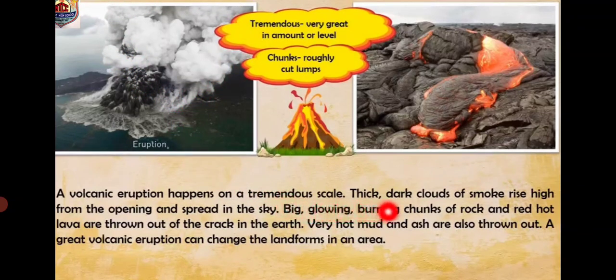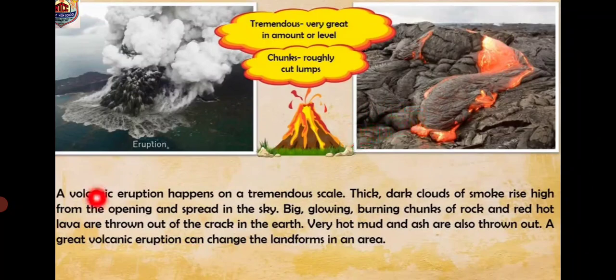Big glowing, burning chunks of rocks and red hot lava are thrown out of the crack in the earth. Chunks means roughly cut lumps. So when a volcanic eruption happens, big glowing burning chunks of rocks and red hot lava are thrown out of the crack in the earth, right? Very hot mud and ash are also thrown out. You can see it's burning. Very hot mud and ash also come out when it throws out.